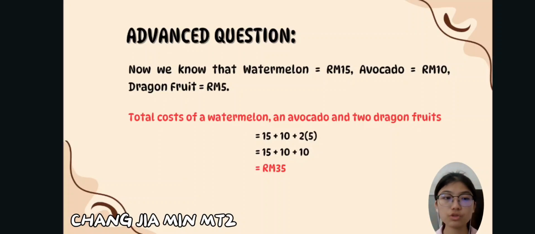So, we want to buy a watermelon, an avocado, and 2 dragon fruits. So, the total cost of them is equal to 15 plus 10 plus 2 multiplied by 5, which is 10, and the total cost is equal to 35 ringgit for a watermelon, an avocado, and 2 dragon fruits.